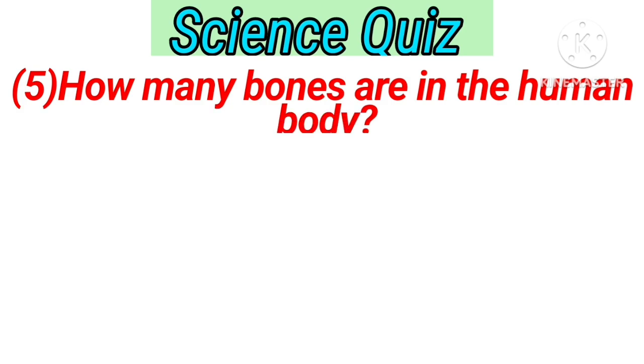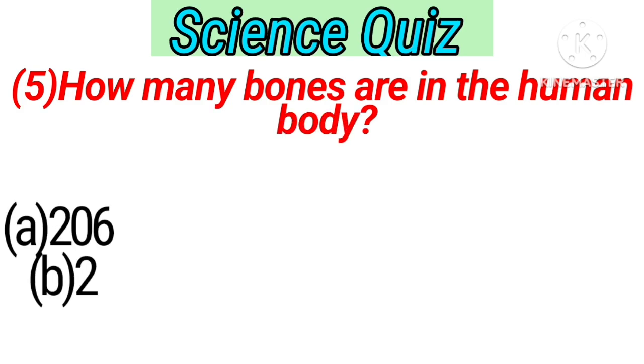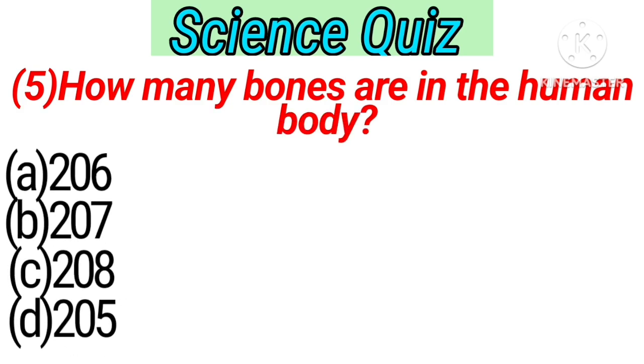Question number 5. How many bones are in the human body? Options are 206, 207, 208, 205. And the right option is 206.